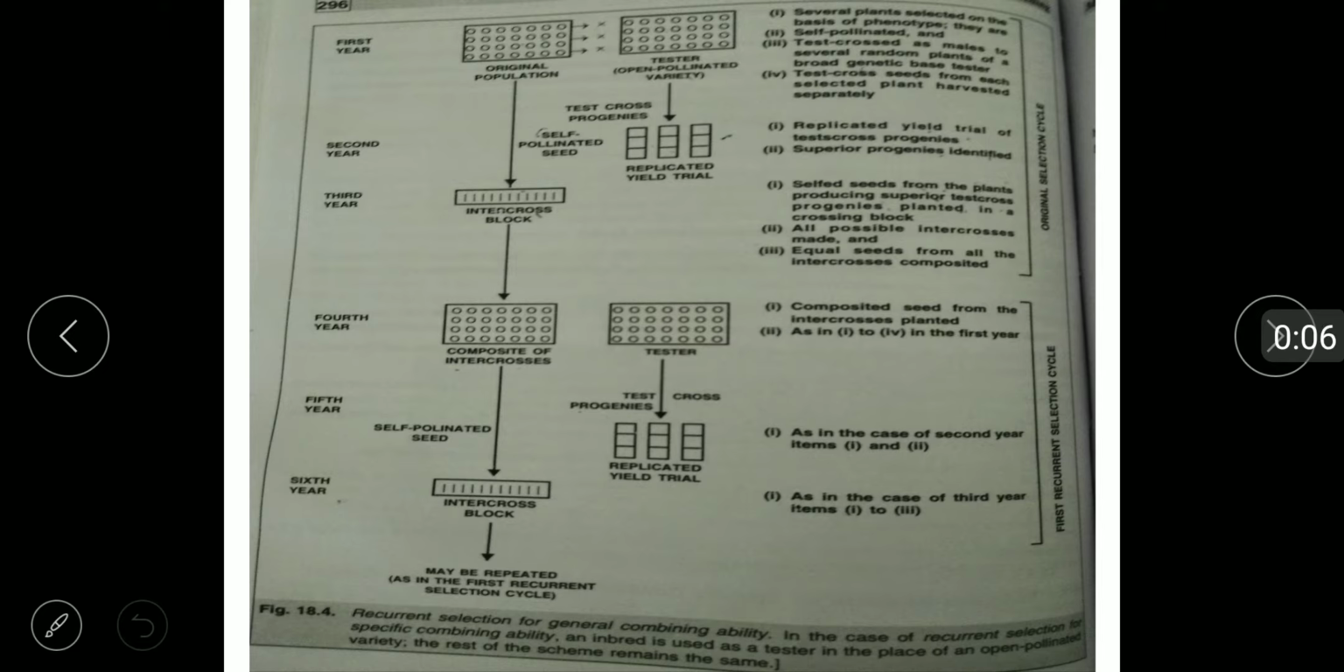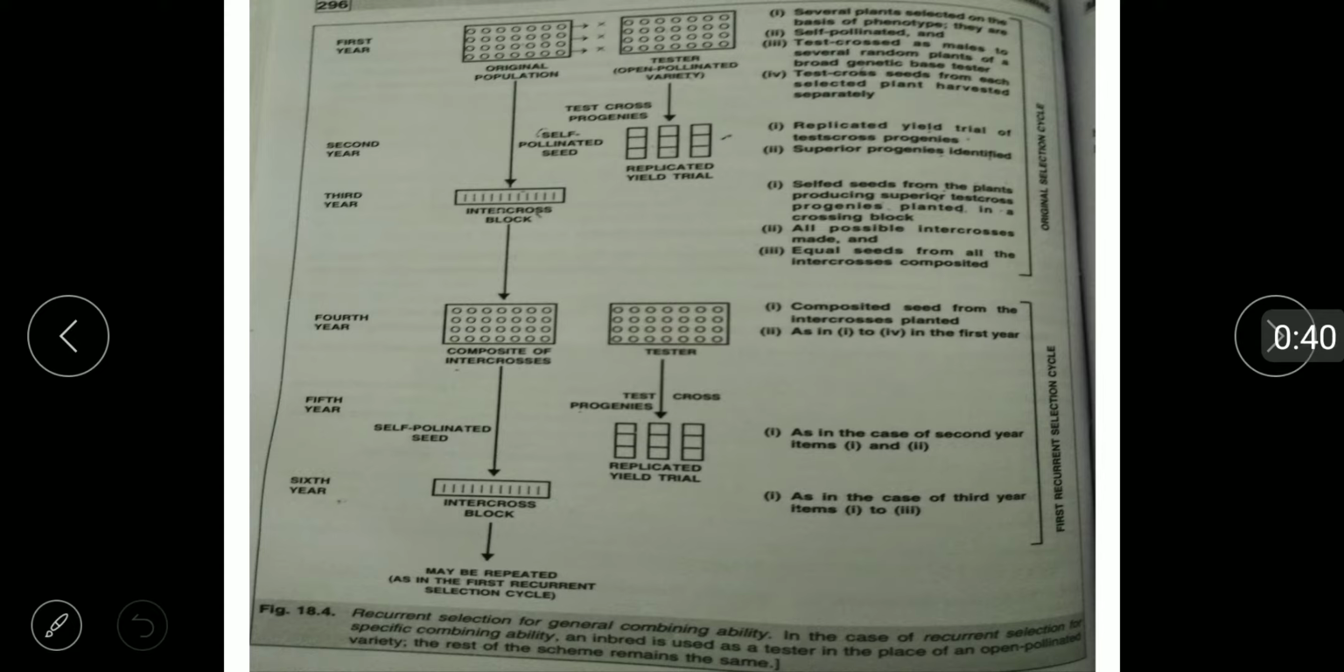Hi friends, today we are going to discuss recurrent selection for general combining ability. The tester used for recurrent selection for general combining ability has a broad genetic base, and for recurrent selection for specific combining ability we are going to use a tester with a narrow genetic base. Without wasting much time, let's move directly to the procedure of recurrent selection for general combining ability.